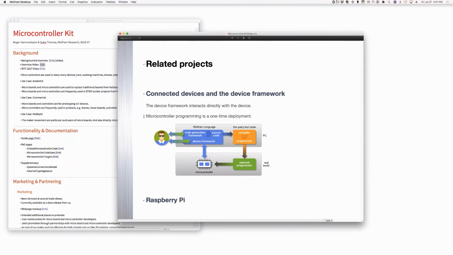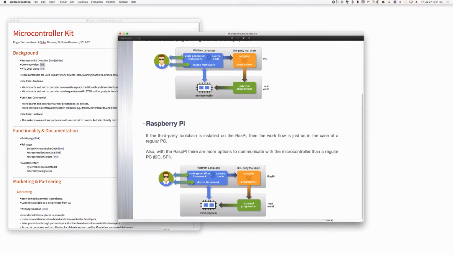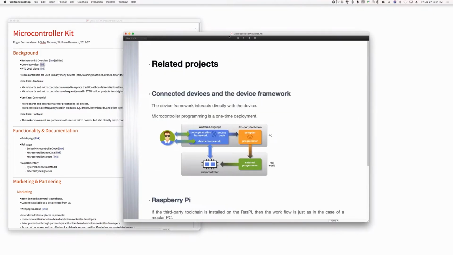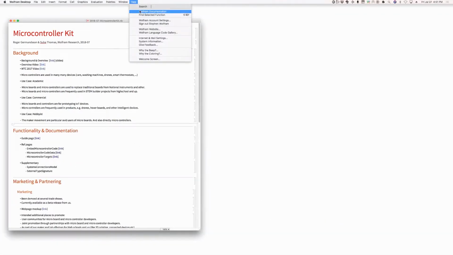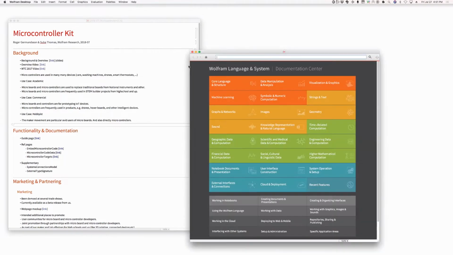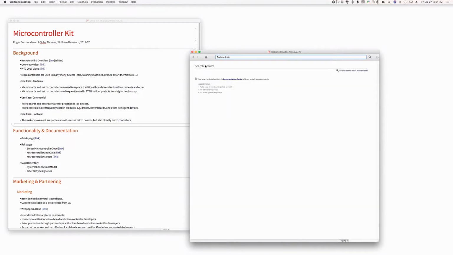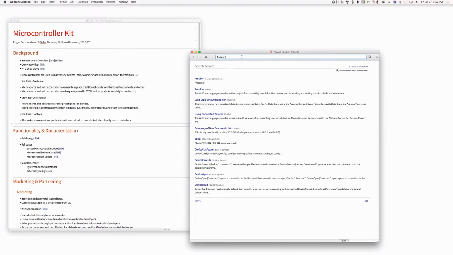What the heck is this? Okay. Yeah, it just shows how it's related to the other projects. What I want to know, though, is how does this relate to Arduino Link? So Arduino Link is part of the device framework. And why am I not finding it? That's just the craziest thing. Okay, all right, fine.